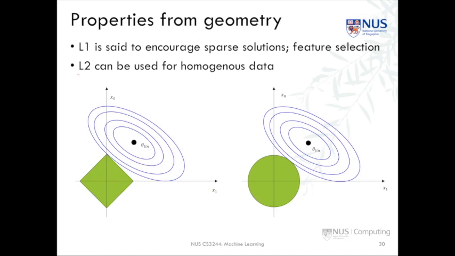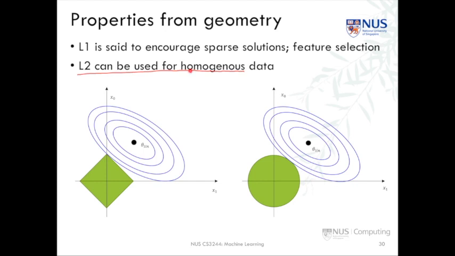What about L2? We say that L2 can be used for regularizing homogeneous data. What do we mean by this? We mean data that comes from the same source. So for example, in a loan application, we have features that come from very different sources. We might have some inputs that represent the gender of the client, the age of the client, how many years they've lived in a current residence, what's their current salary. All of those are not very comparable items. Okay, so in this case, we wouldn't want to use L2 regularization.